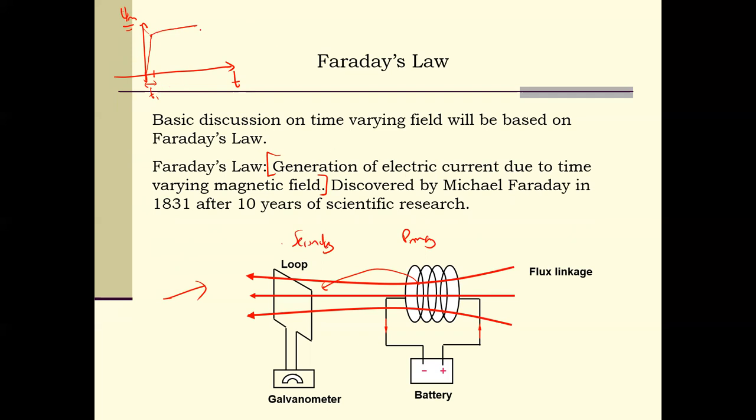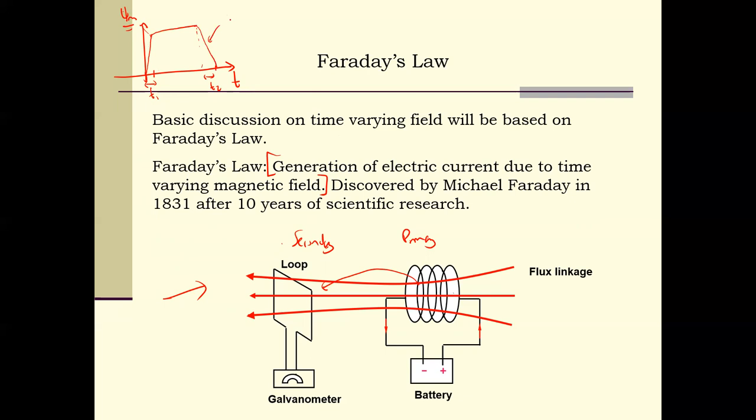Afterwards, when the battery is turned off, again you have a very short change of time. Let's say this is a T2 change of time. Again, we have a flux change for the primary winding, and the flux change will again be linked into the secondary loop. Afterwards, the current will be produced in the loop, and then the galvanometer will be deflected, but in the opposite direction. So this is what we call EMF generation, or the induced current generation, produced by the time-varying field.